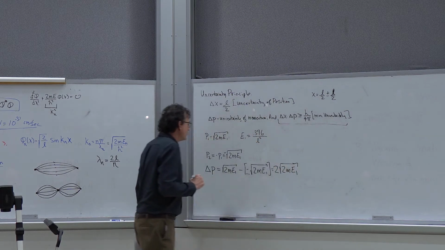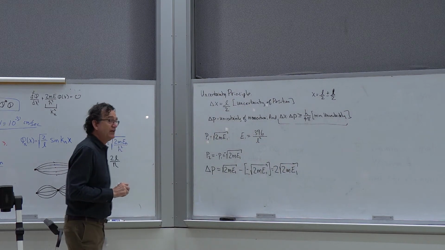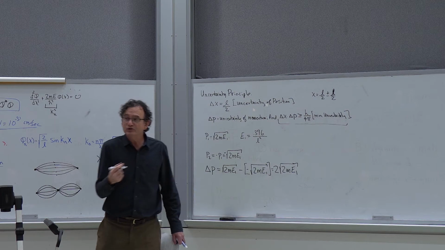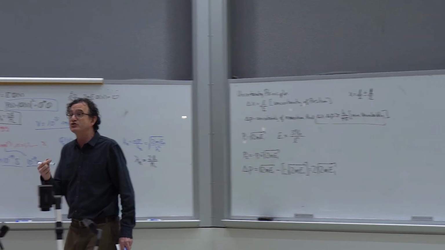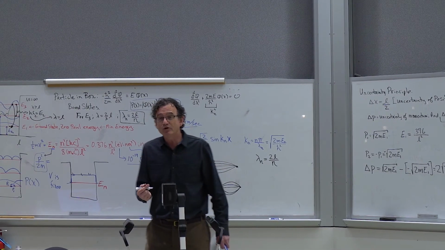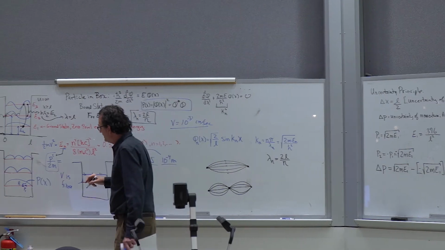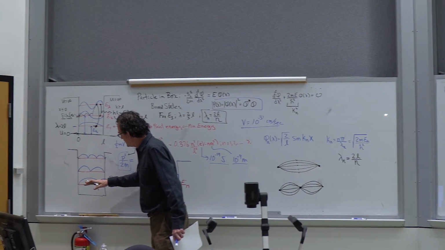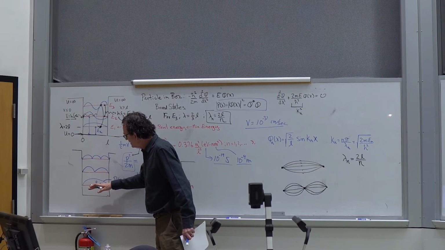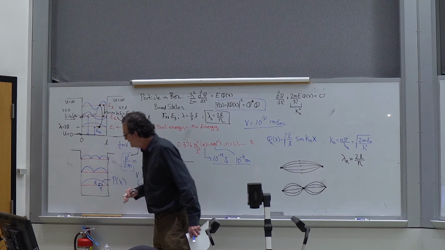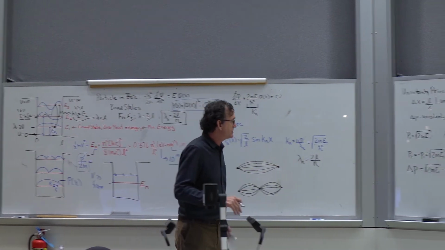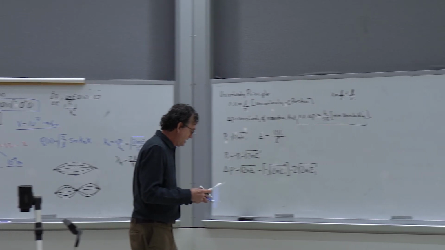Right? So this is the change of momentum when it turns around, or what I'm going to call the uncertainty in the momentum. In other words, I only know that this particle has a certain momentum which I have ascribed to it, plus or minus this amount of uncertainty.